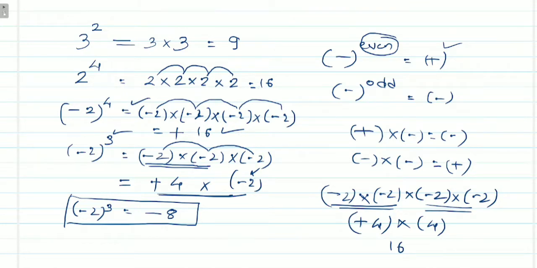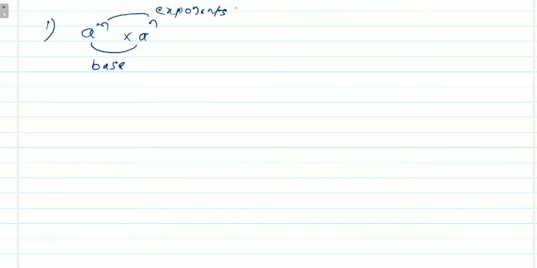Now we'll see a few formulas, how we are going to use the formulas, and then we'll solve the examples of the book. I'm going to tell all the formulas which are in the book. So this A is called the base. You can see that two terms are there and their base is the same. And this M and N are called exponents or powers.